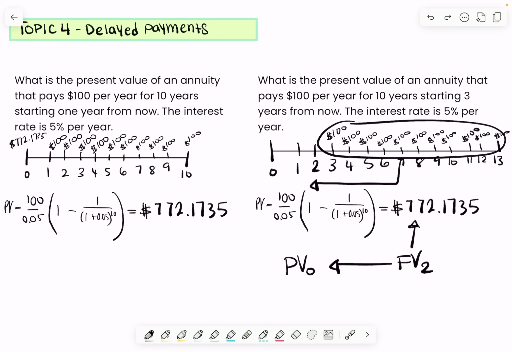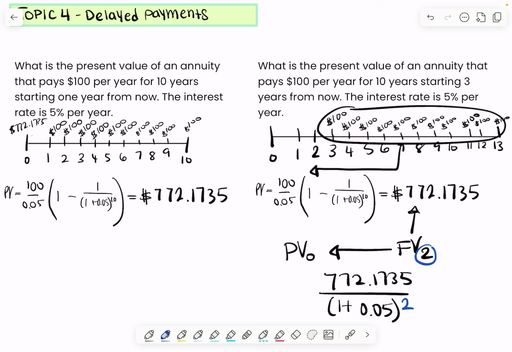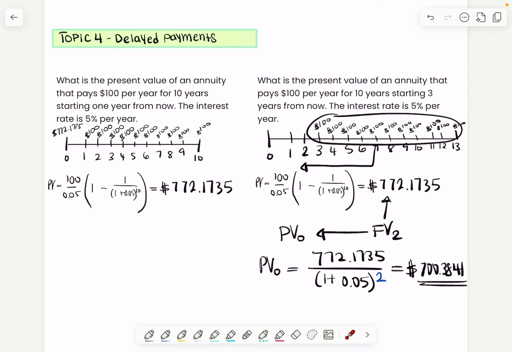So it's literally this number, 772.1735, divided by 1 plus the rate, which is 0.05 in decimal, and then it's time 2. That's going to give you the present value of all of these cash flows at time 0. That's $700.3841. That means that all of these cash flows today at time 0 are worth that amount of money. But at time 2, at year 2, it was worth $772.1735. So all we did was just discount that. That's what this was.